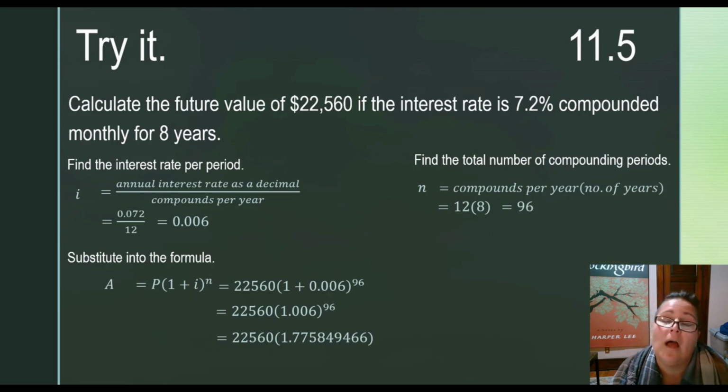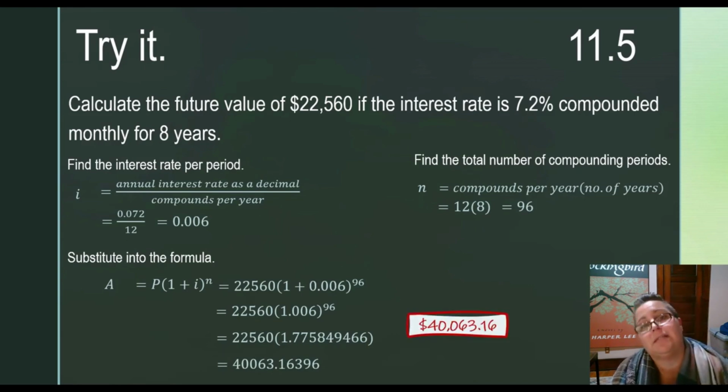Now, if you know how to use your calculator correctly, you know you won't have to clear and retype that. You can just get 1.006 to the 96th power, and you can just multiply that times 22,560 to get $40,063.16. We're rounding to dollars and cents, all right?